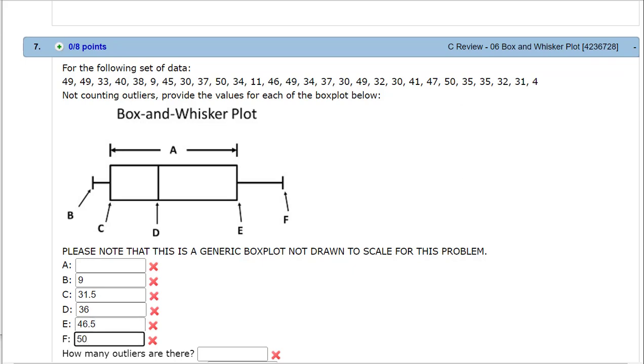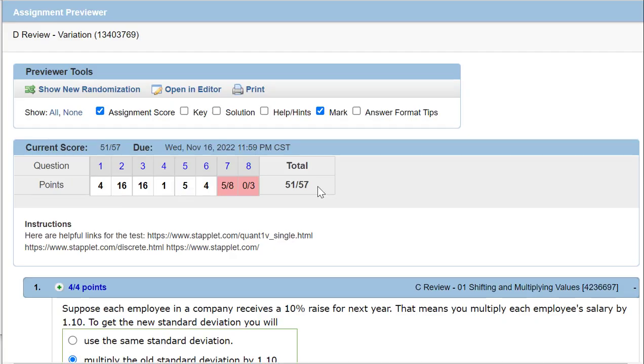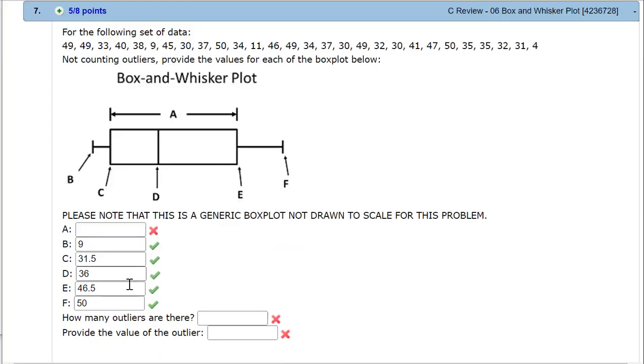And submit. There we go. Go back to question 7. So they all look good. IQR is the distance from C to E. So if I go 46.5 minus 31.5, that looks like that's 15.